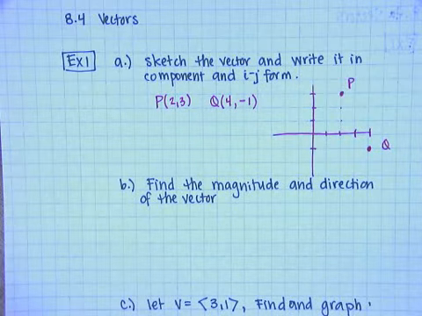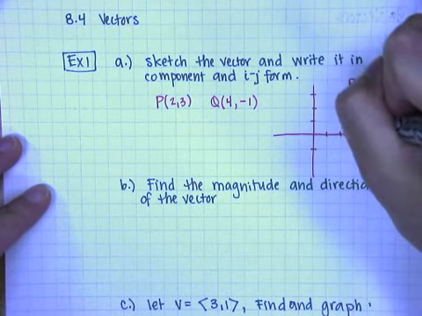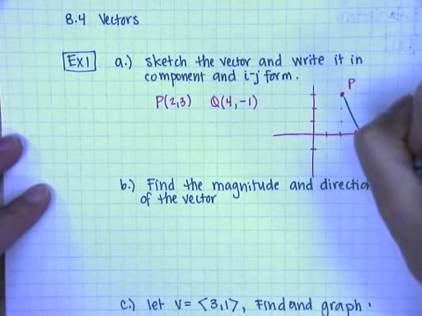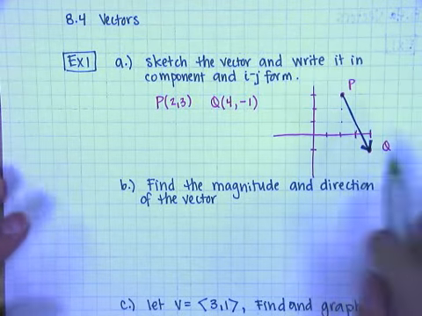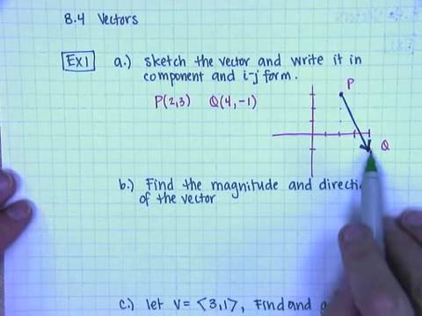And the vector is actually a line that goes from P to Q. And we put an arrow to determine the direction so that you know that you started at P, that it was the initial point, and that Q was the terminal point.